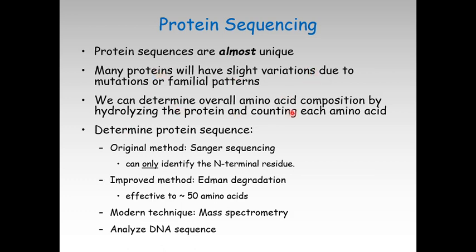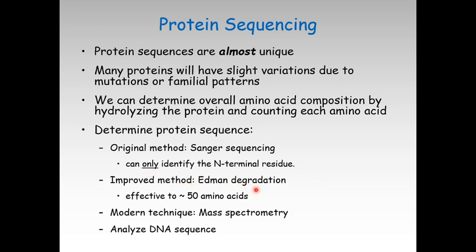We can determine overall amino acid composition by hydrolyzing the protein and counting each amino acid. That's one method. You can determine protein sequence using the original method that was developed by Sanger. The scientist's name was Fred Sanger, who discovered this method in 1950. And this Sanger sequencing uses proteins to identify the N-terminal residue, the first amino acid residue of a protein. Based on this, they used to identify the protein.